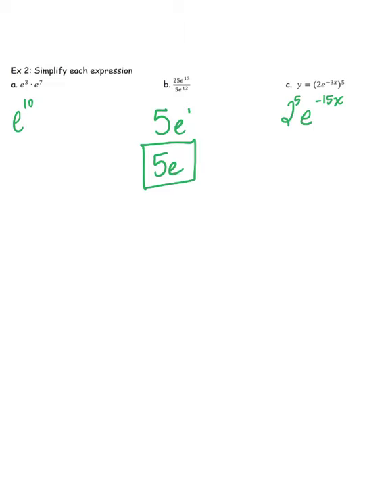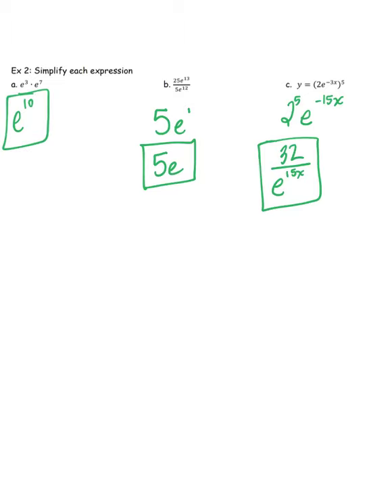This is not my final answer because I can simplify it a little bit further. We know that 2 to the 5th power is 32. E to the negative 15x power. What happens when you have a negative exponent? Remember, it gets reciprocated. So this is now going in the denominator. I cannot simplify any further. Therefore, that is my final answer. Pretty easy.